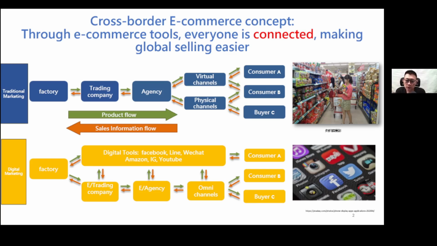The factory produces the product, and the trading company helps the local factory to sell their product overseas. It's a trading company. Most of the time they will sell to an agency who helps to distribute the product, helps to sell the product. They can sell to virtual channel, sell to the seller.